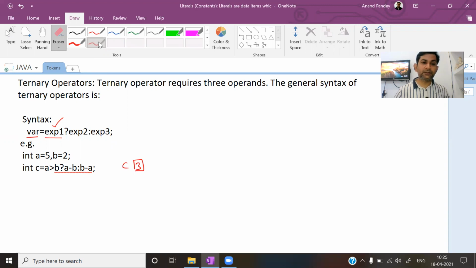So generally what happens, the expression 1 will always be a condition, whose result will be true or false. If this is true then this part, if it is false then this part, either one of the two will happen, depending upon whether the condition is true or false. Okay. So this is the example and explanation of the ternary operator.